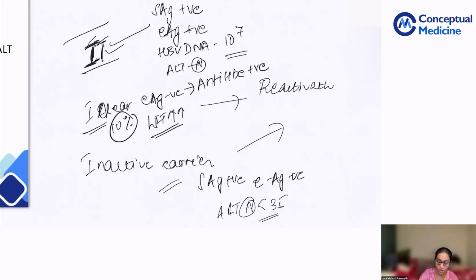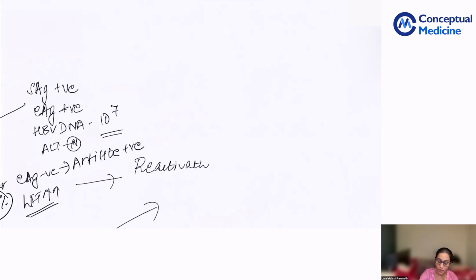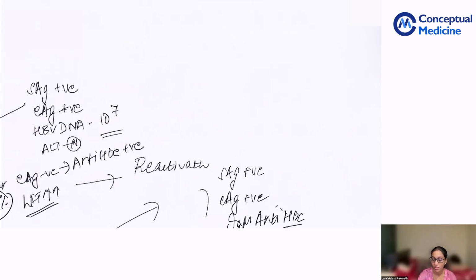But reactivation, which means these HBeAg negative patients suddenly reactivate, S antigen, as usual, will be positive. E antigen also can turn positive. Most important is IgM anti-HBc. That becomes positive. So whenever you have an acute infection or even a reactivation, your IgM anti-HBc will be positive. Again, you require treatment.